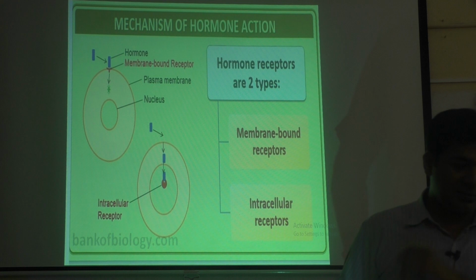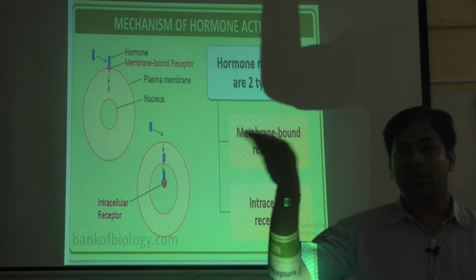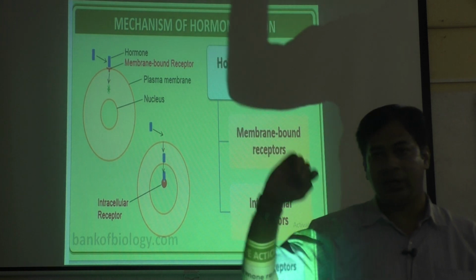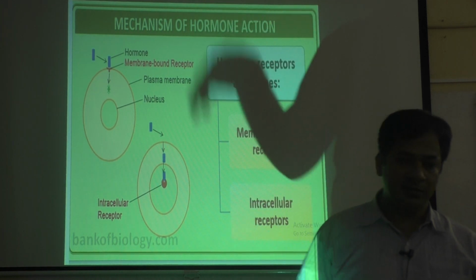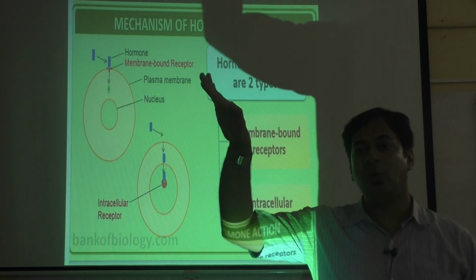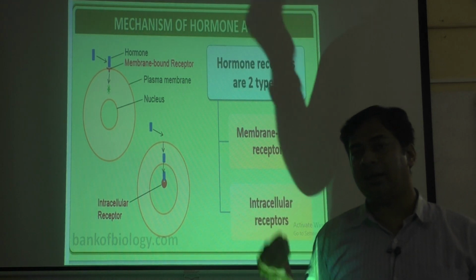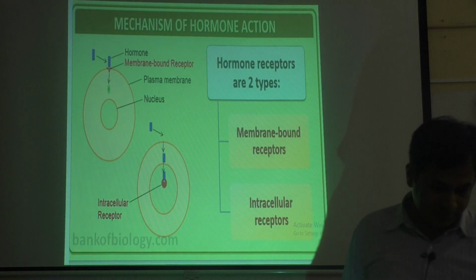There are two types of receptors. One is present on the outer surface of the cell, on the boundary, and the other one is present inside the cell. The one present outside the cell we call membrane bound, meaning attached to the membrane, and the second one is called intracellular, meaning inside the cell.